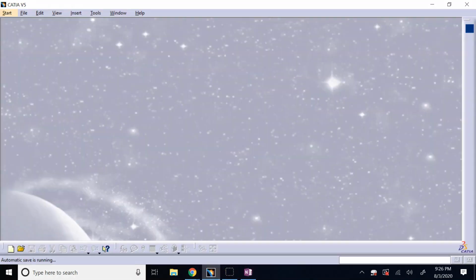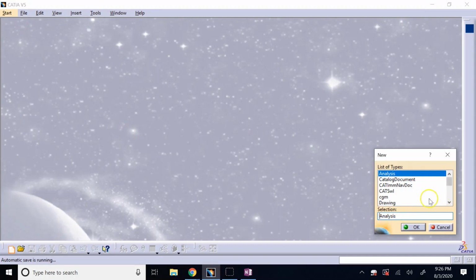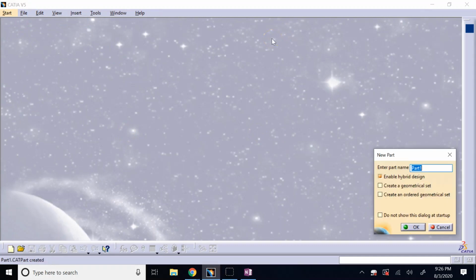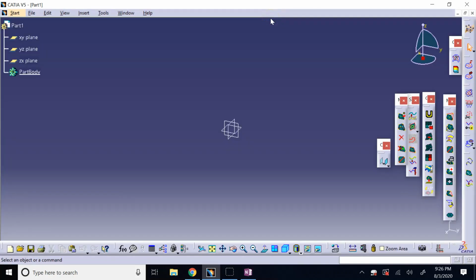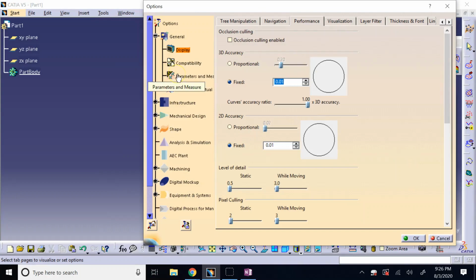So here we go. We start a new part, and it says give it whatever name you want. So Spur gear doesn't matter in this case. Just we go to tools and options, and then we make sure that those parameters and relations are visible.